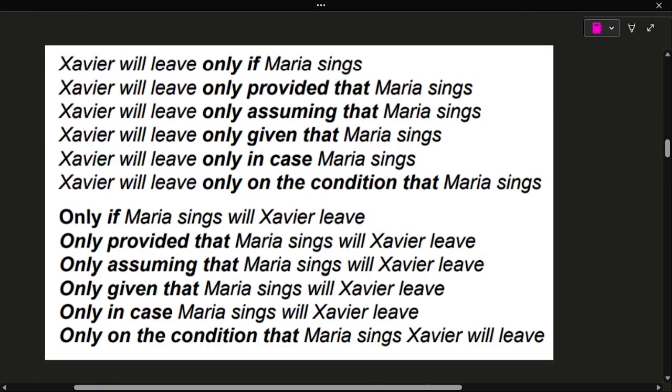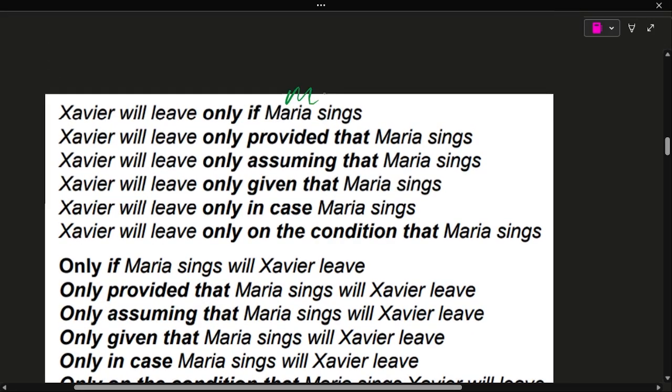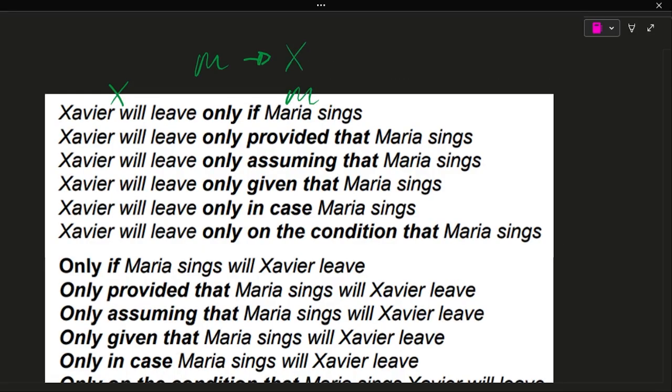Next, we move on to the only if statements. Xavier will leave only if Maria sings. As earlier, M and X. This time we switch it around. Saying M occurs only if X occurs. What was that? Xavier will leave only if Maria sings. If I write M conditional to X as it did up here, that would be wrong, because the only if statement reverses that rule. Instead, it becomes X to M.